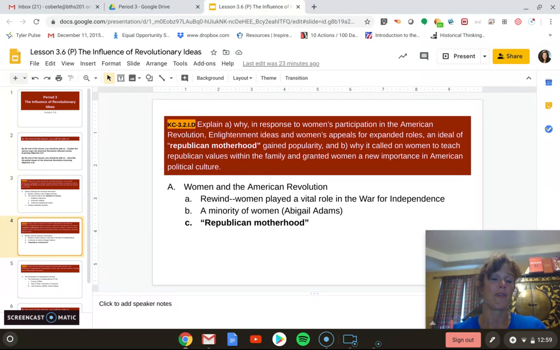Keep in mind, however, Republican motherhood is mostly for the white middle to upper class women. If you are a slave, this does not apply to you. If you are a poor immigrant, this most likely does not apply to you. However, it is still a major shift in the role of women in society.